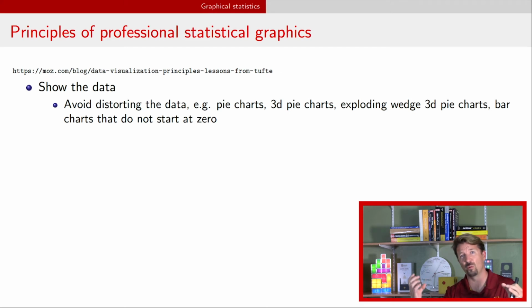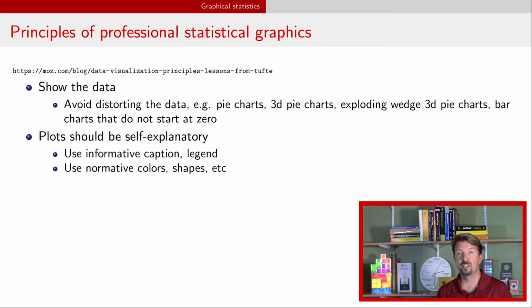And with that exploding wedge piece in particular, now your eye is just drawn to that. But that's good if you're trying to lie with statistics, but it's better if you just try to represent accurately the data that are there, okay? The plot itself should be self-explanatory. There shouldn't be many words that are needed to describe what's going on. Maybe a short caption, okay?